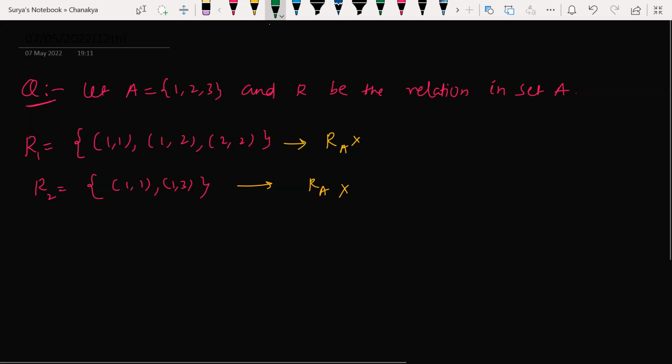Getting my point? Now check whether it's identity or not. It is not even identity. Both are not identity. Identity is only where doublets should be there. Okay. Getting my point? So this is what the reflexive relation is all about. Next, we'll talk about symmetric relation.